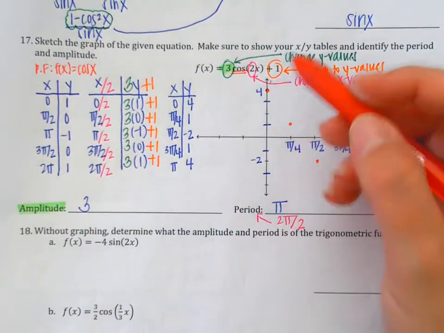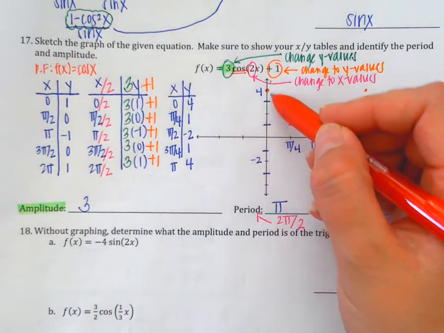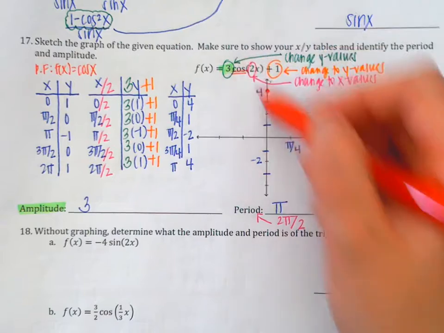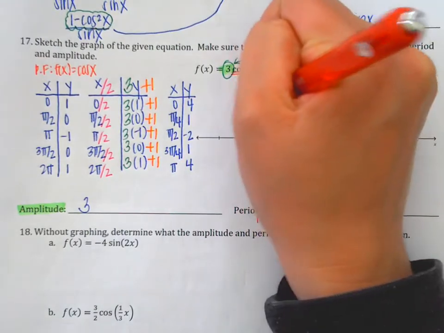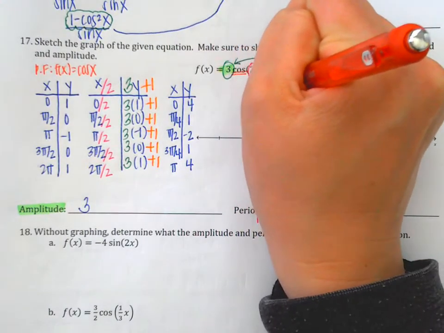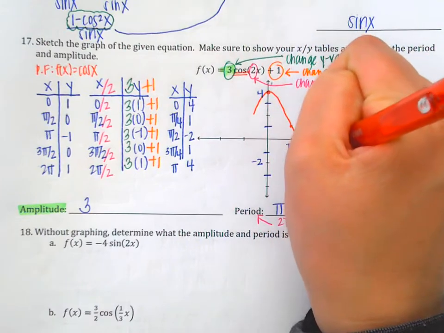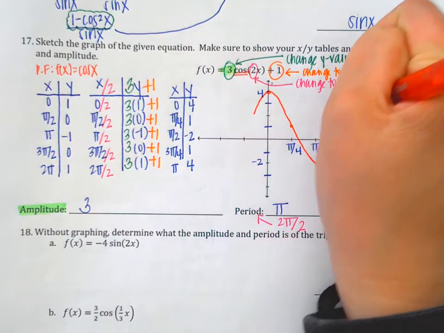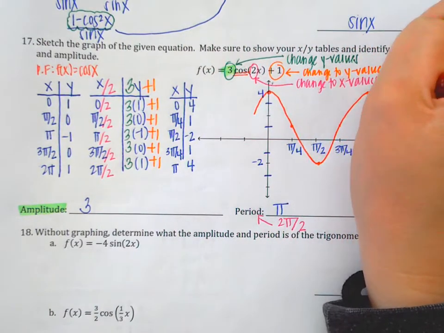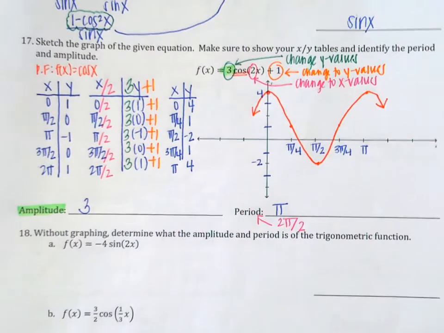Remember, cosine has that wavelength that's like this. And so you can't just draw this like a parabola. You have to show that you understand that these are going down. And that is my graph.